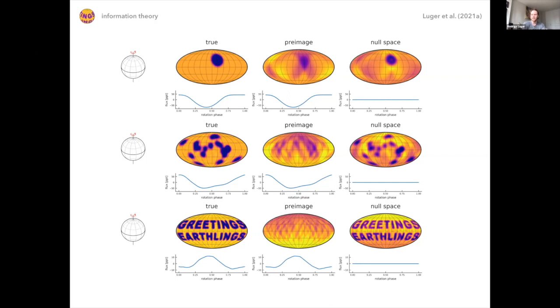If all you have is 1 spot, you can kind of identify where it is and roughly how big it is, but that quickly breaks down if you have more spots. And it becomes impossible if you're trying to recover high resolution information like an alien message. Most of the information never makes it into the light curve in the first place.